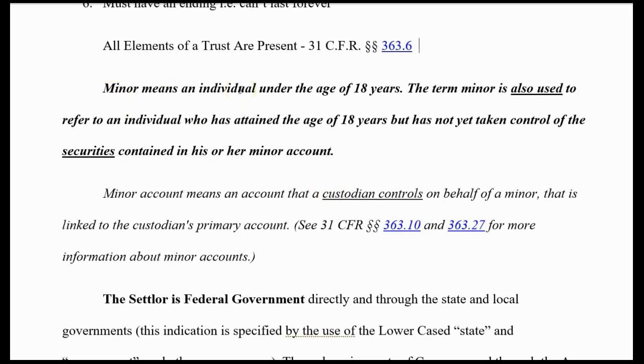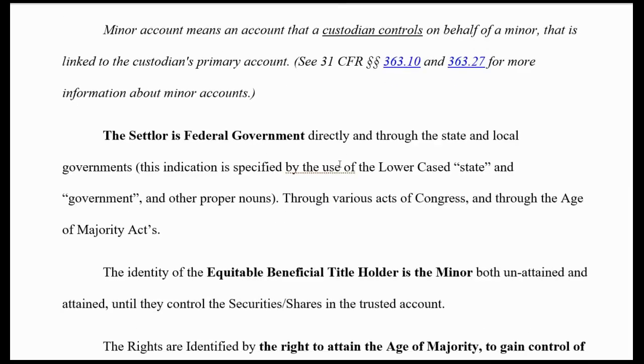Minor means an individual under the age of 18. The term minor is also used to refer to an individual who has attained the age of 18, but has not yet taken control of securities. See, that's an adult that doesn't know how to do this yet. But now you do. And a minor means an account that a custodian holds on behalf of a minor, that is linked to the custodian's primary account. There's a custodian, and they're holding on behalf of a minor, and they can't abuse the trust. So they have to administer it upon your request. Now you've identified who you are.